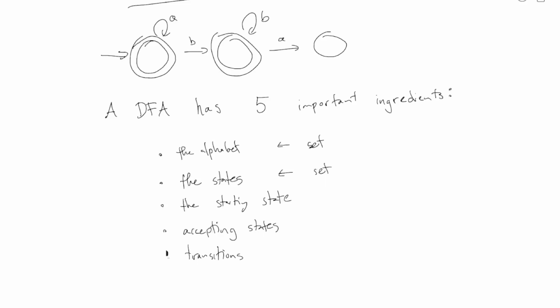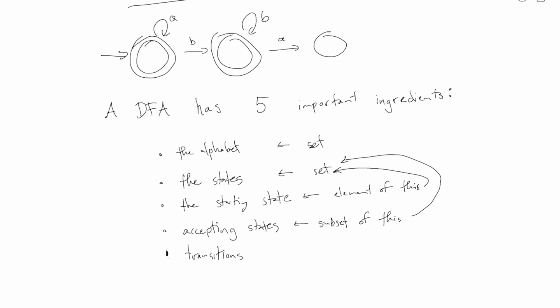What about the starting state? Actually, this is not a set, it's an element of this one, right? I had a set of states to tell me what is the starting state. That's one of the elements of that set. So that's easy to describe. The accepting states, that's a set also. It's in fact a subset of this one, right?